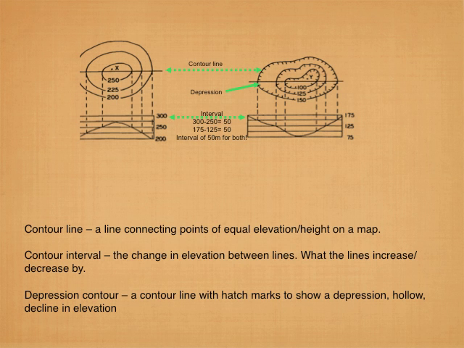If you look on the hill, there is a little X and a dot. That X and dot indicate that it is exactly 25 meters higher than the previous contour line beforehand.